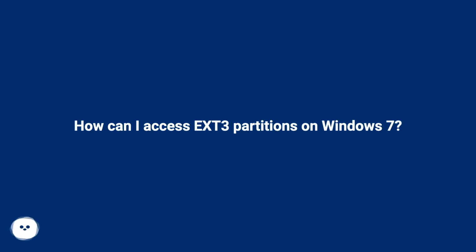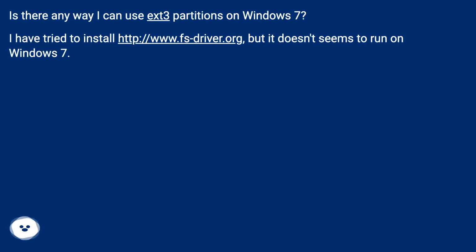How can I access Ext3 partitions on Windows 7? Is there any way I can use Ext3 partitions on Windows 7? I have tried to install this, but it doesn't seem to run on Windows 7.